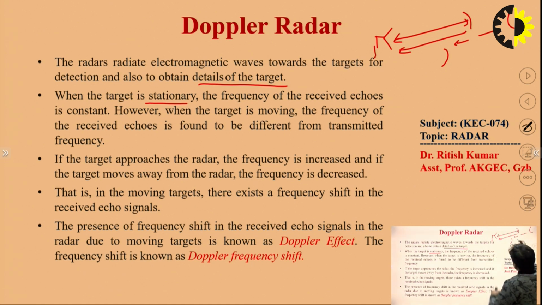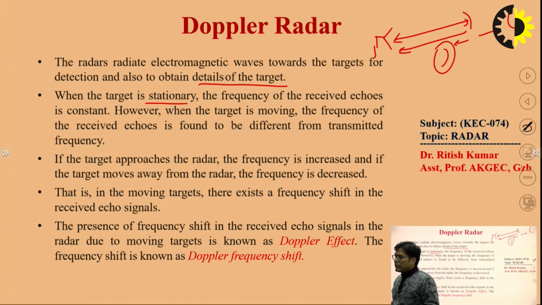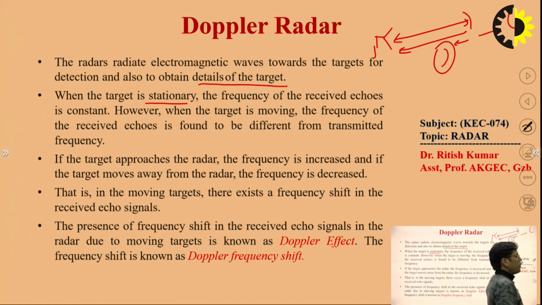If the target is moving towards the radar, then this target comes closer to the radar, and in that case the received echo signal frequency will increase. In the case when the target is moving away from the radar, the signal strength of the echo signal is also weakened, and the frequency of the signal will decrease. So this is how we can understand whether the target is moving towards the radar or away from the radar.